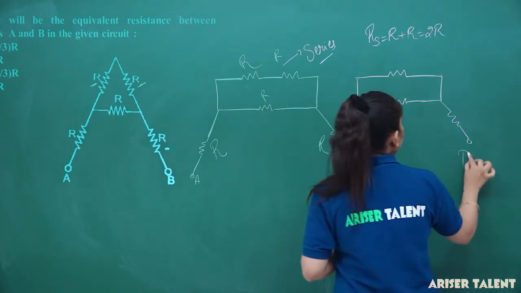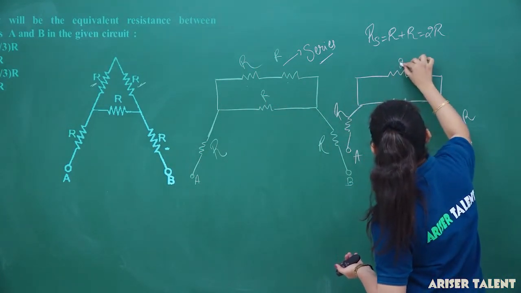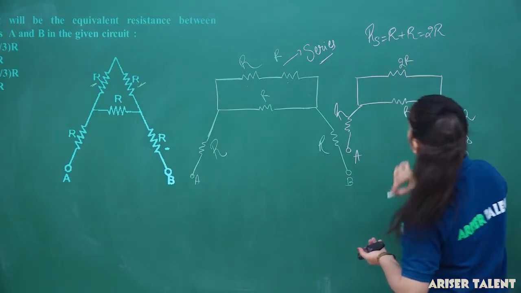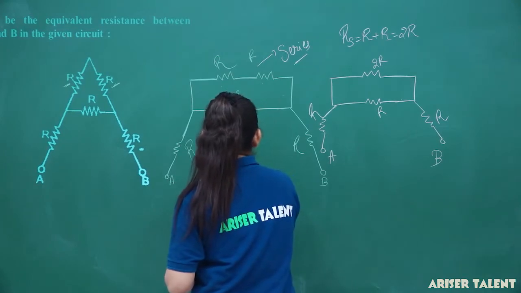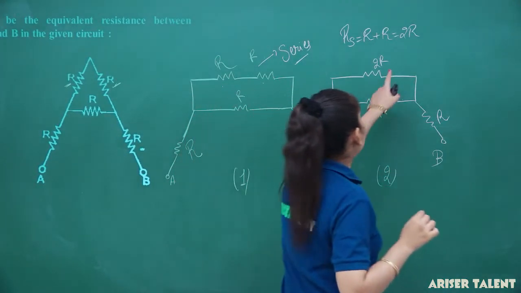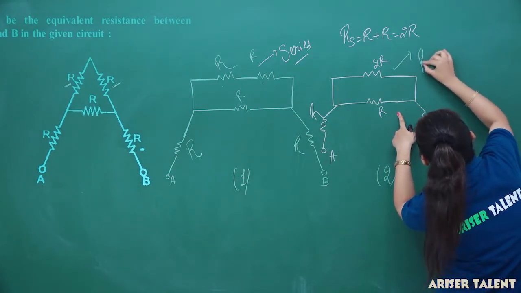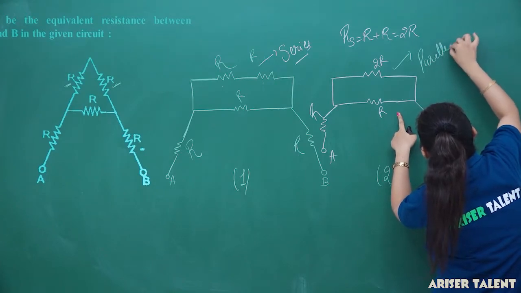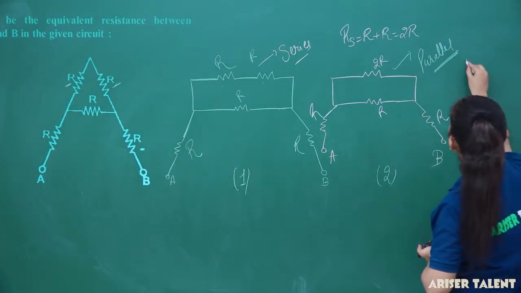This is our point A, this is our point B, again this is R, this is our 2R, and this is our R. Now, see in second diagram, this is our redrawn circuit diagram 1 and this is redrawn circuit diagram 2. Now, you can see that these two combinations are in parallel. These two resistances are in parallel. So, for the parallel, I am just applying the formula.